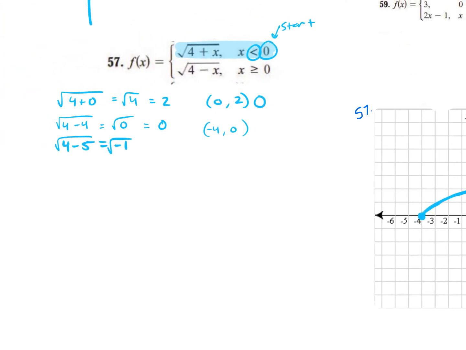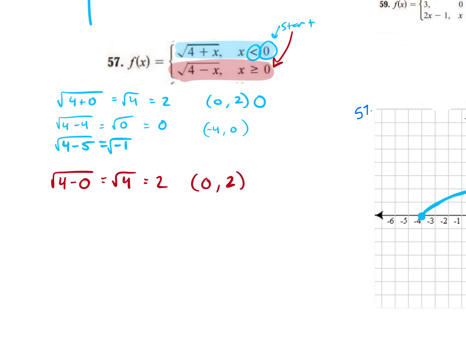Let's plug in our second point, or our second piece of our graph. What number am I going to plug in first? 0. We always start with the number that's given. So I have the square root of 4 minus 0, which would be the square root of 4, which is 2. So we plugged in 0 and got 2.